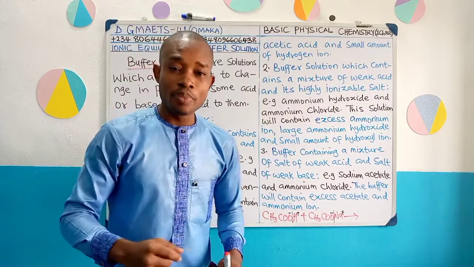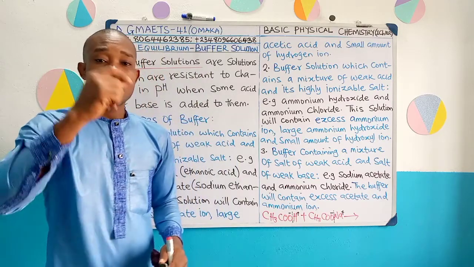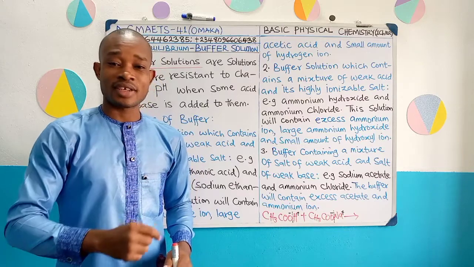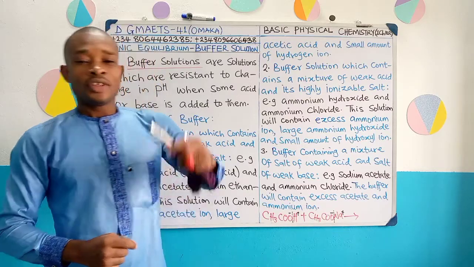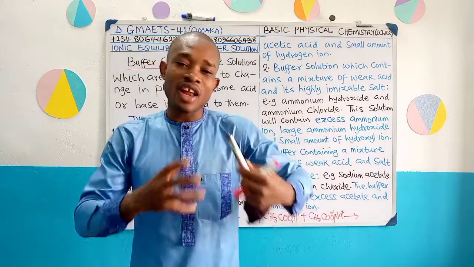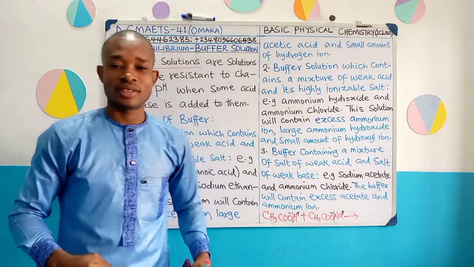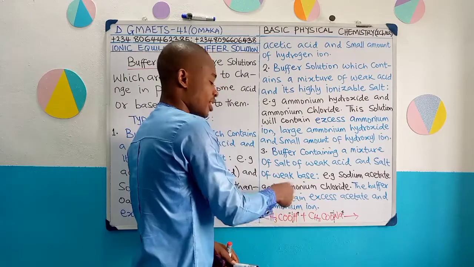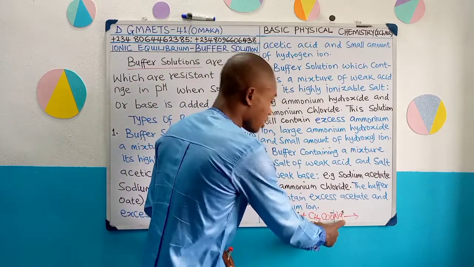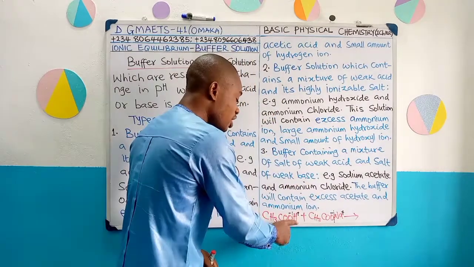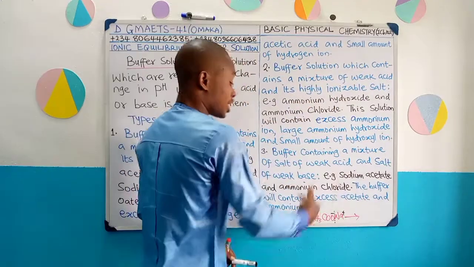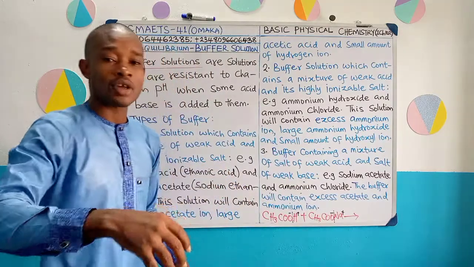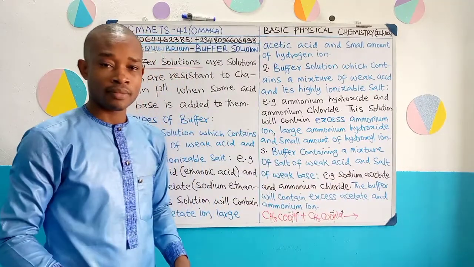So once again, a buffer that contains a weak acid and a salt of that weak acid that is highly ionizable, we expect that the solution will have a large amount of that acid. Because the more this quantity is increased in that buffer solution, hydrogen ion will keep being produced, which can combine with this acetate ion from this salt to give us that large amount of acetic acid in the solution.